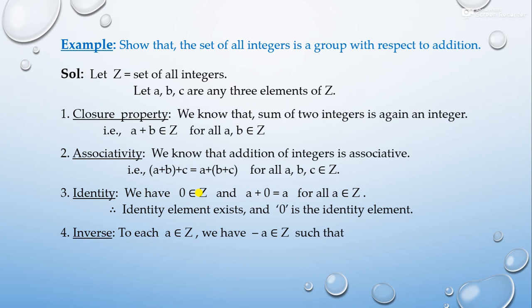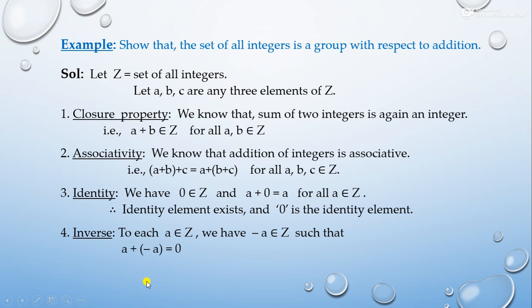Now inverse. For each a belonging to Z, we have minus a belonging to Z, such that when we add them, because this is addition, we get the identity. When we add the identity to any number, we get that number. So we can say that that number is the inverse of another number.